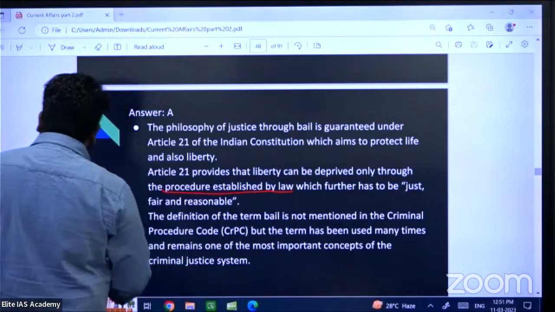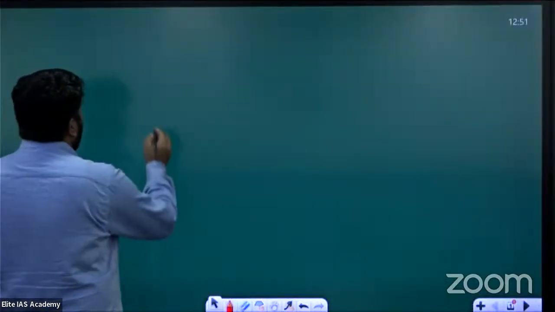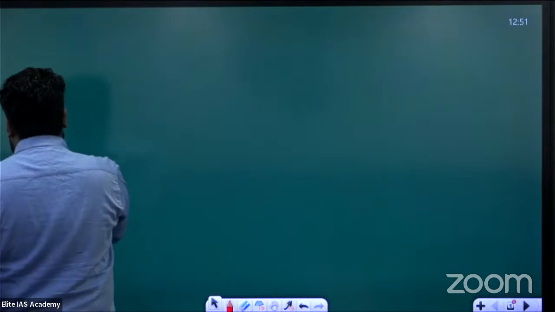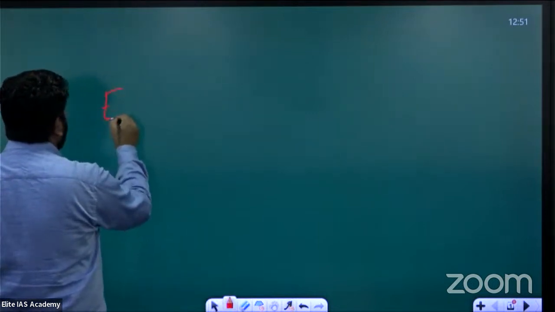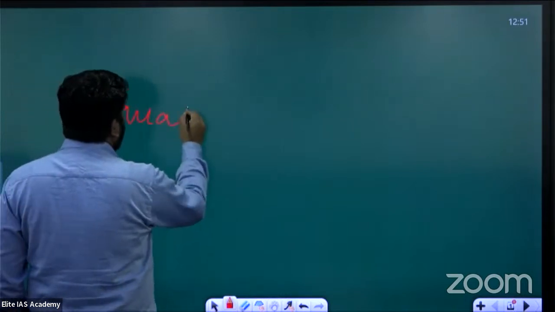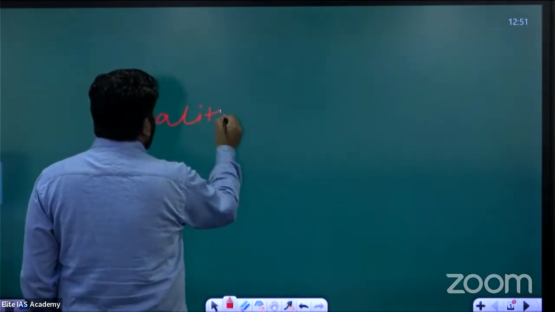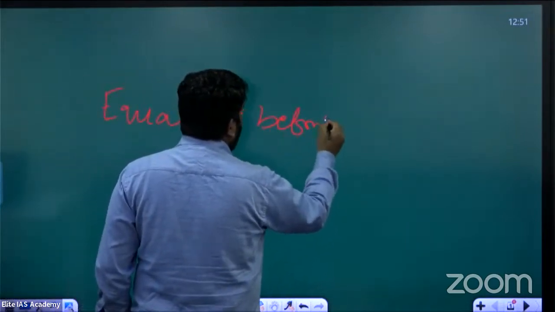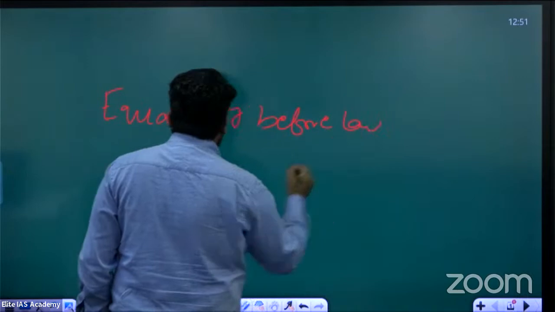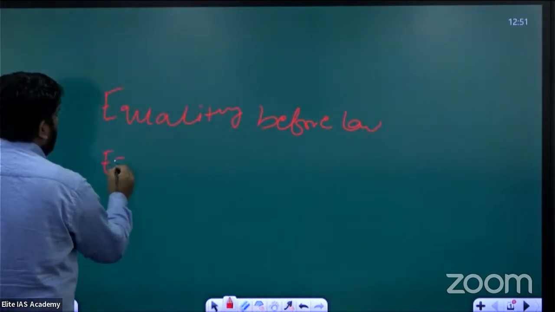Now I'm going to discuss the four terms. Okay. First is equality before law. Just a second. The first term in polity is equality before law. The second term is equal protection of law.